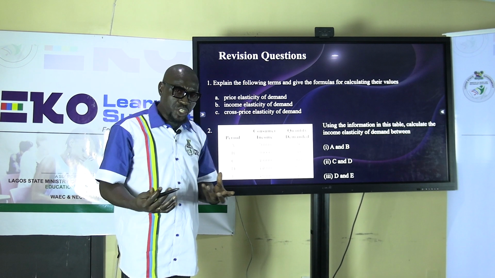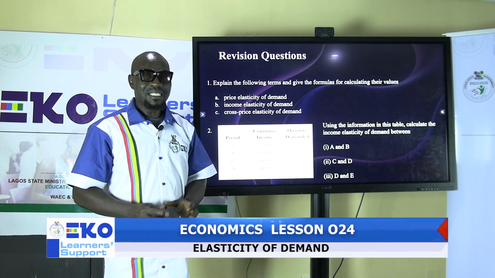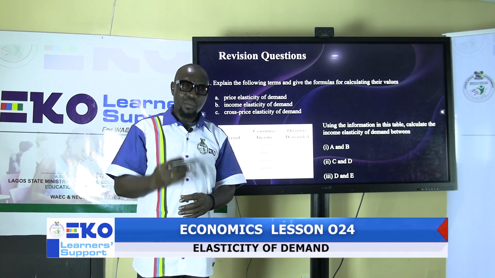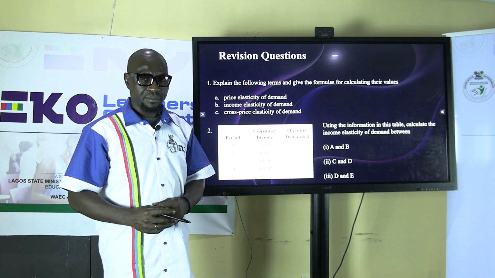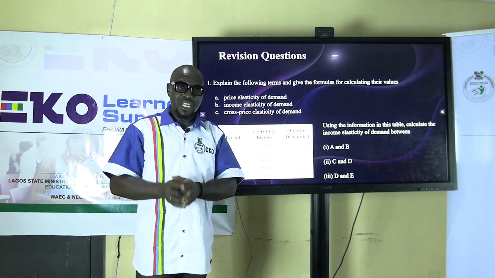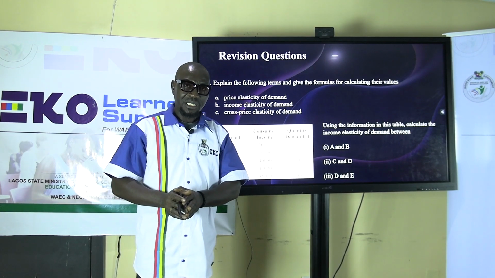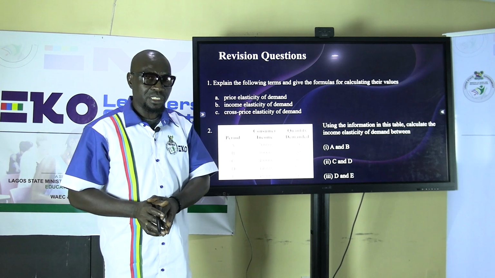Okay, so as a revision, we have said that the price elasticity of demand is the degree of responsiveness of quantity demanded of a commodity to a change in the price of that commodity. And it is calculated as a ratio of the change in the quantity demanded of that commodity to the change in price of the commodity.